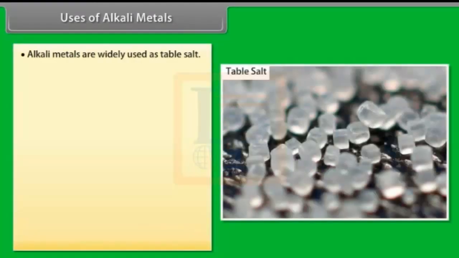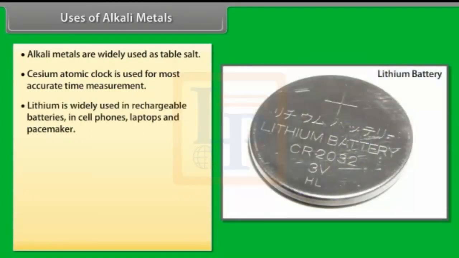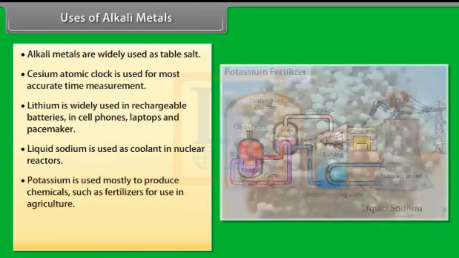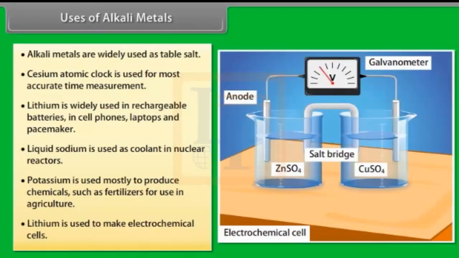Uses of alkali metals. Alkali metals are widely used as table salt. The caesium atomic clock is used for the most accurate time measurement. Lithium is widely used in rechargeable batteries in cell phones, laptops and pacemakers. Liquid sodium is used as a coolant in nuclear reactors. Potassium is used mostly to produce chemicals such as fertilizers for use in agriculture. Lithium is used to make electrochemical cells.